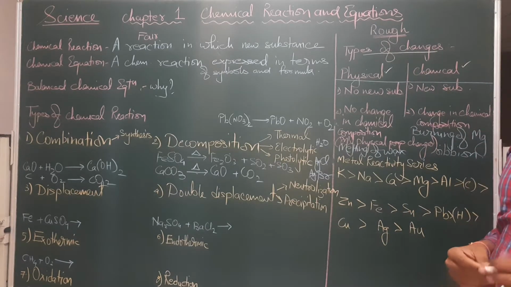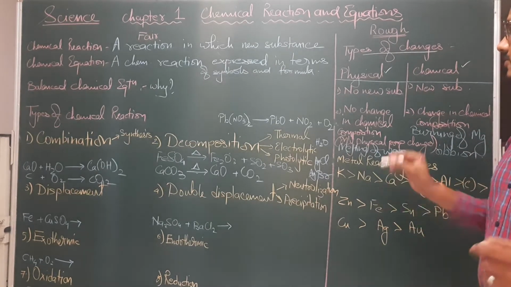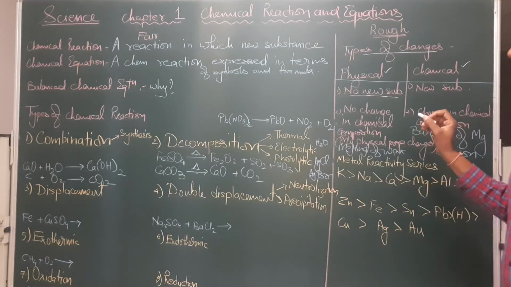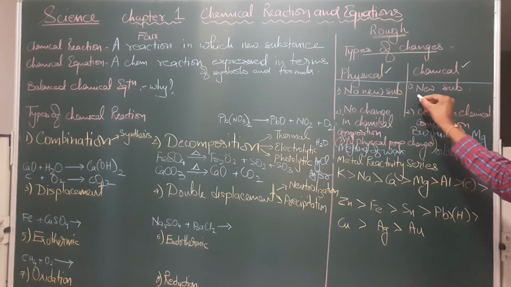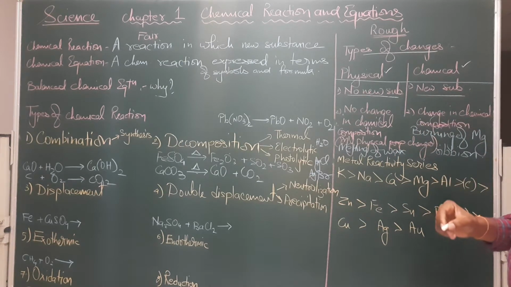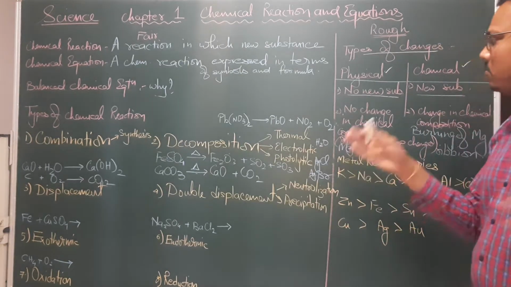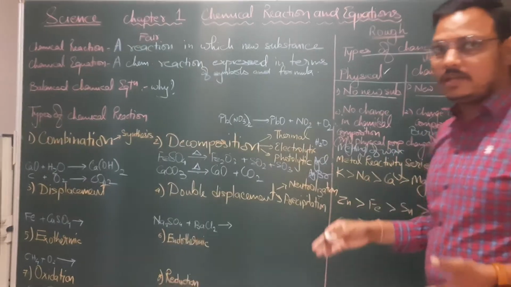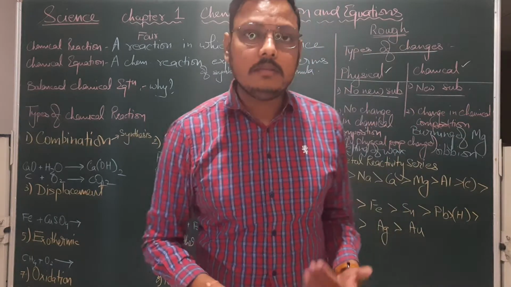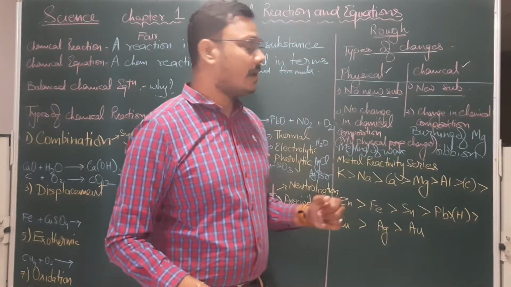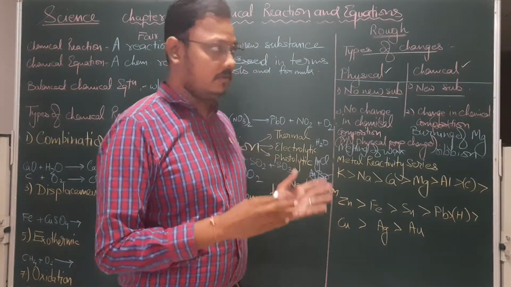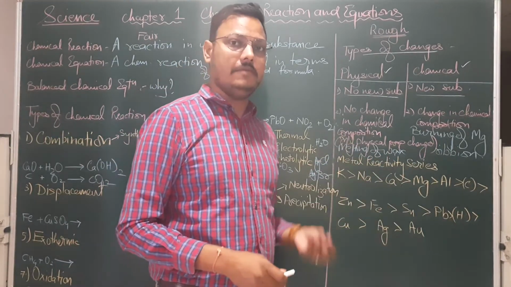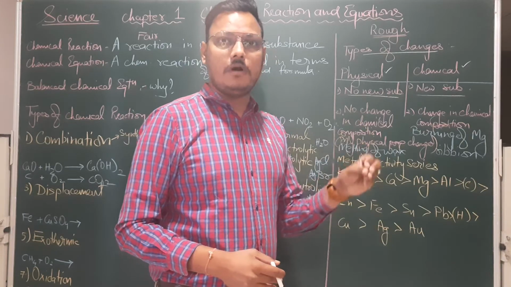Now what do we mean by physical change? A physical change is a change in which no new substance is formed, whereas a chemical change is a change in which a new substance is formed. That is a very basic difference. Now moving ahead, in a physical change there is no change in the chemical composition. That means there is nothing new chemical being formed here, whereas in a chemical change a new chemical substance will be formed. For example, melting of wax to form liquid wax.